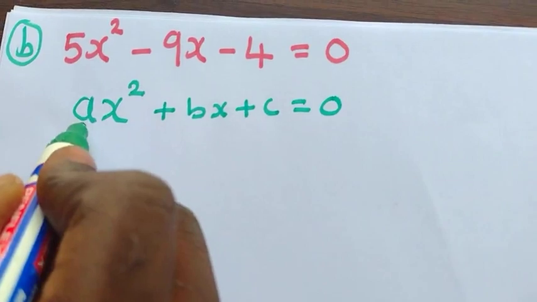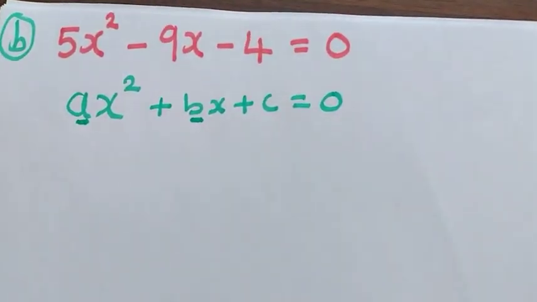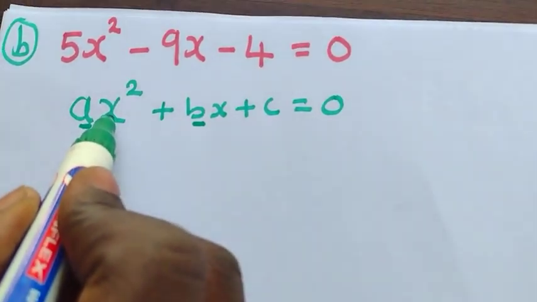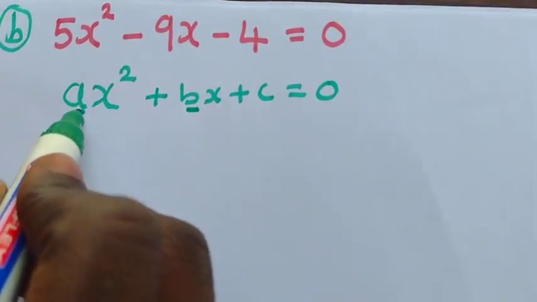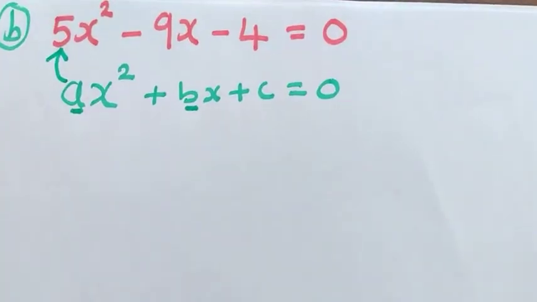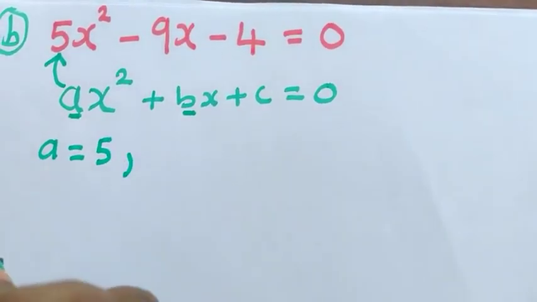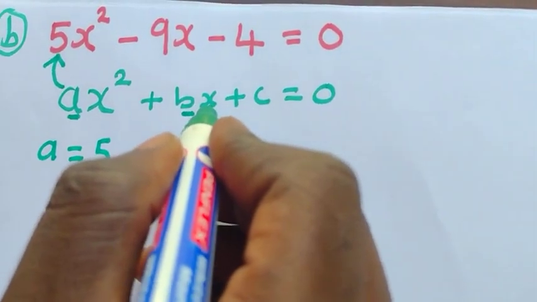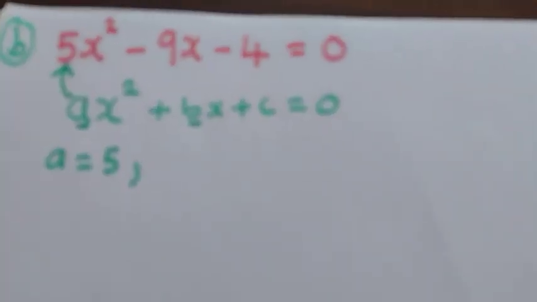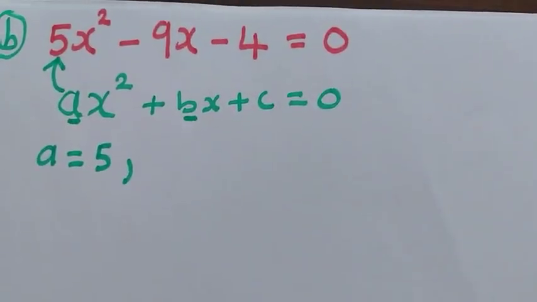So this A and this B, they are representing the coefficient of the variable. So x with the highest degree of 2, the coefficient is A, meaning for this one, that is its coefficient. So we are saying A equal to what? 5. Then for this x with the lowest degree of 1, what is its coefficient?